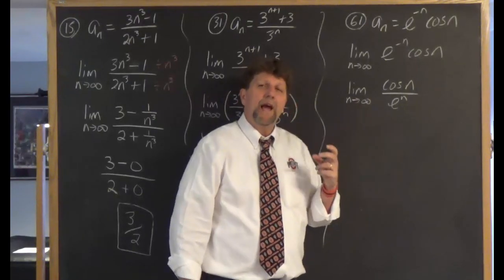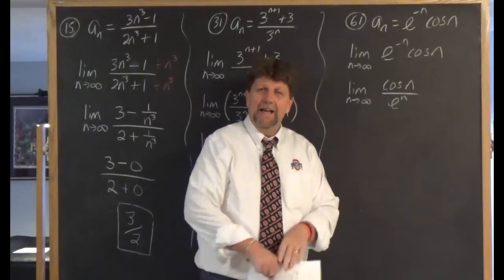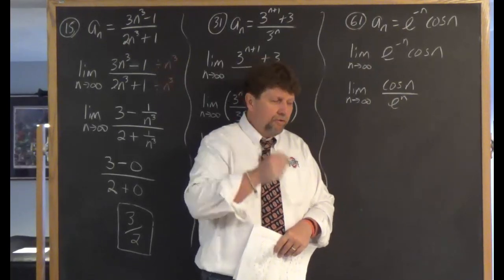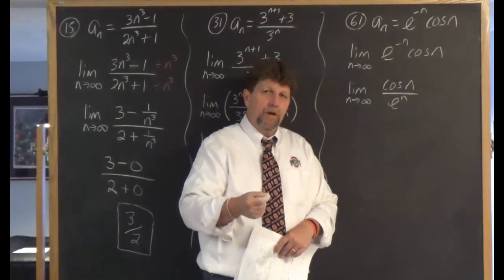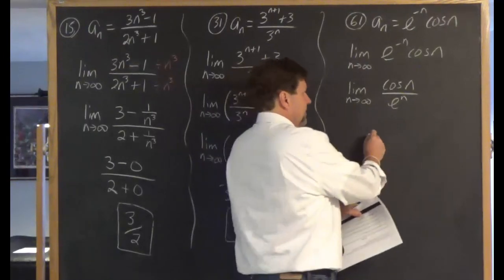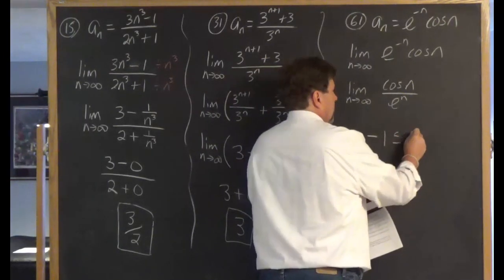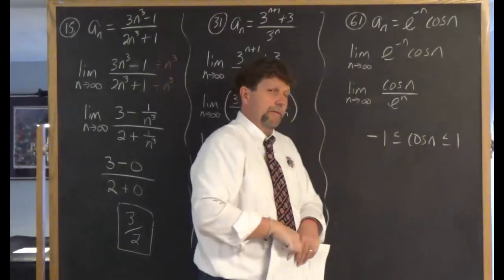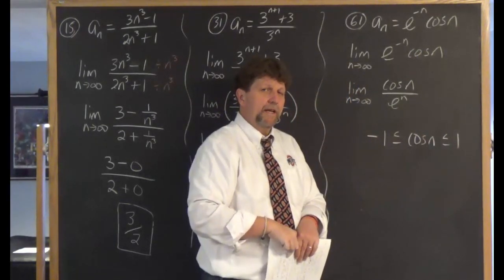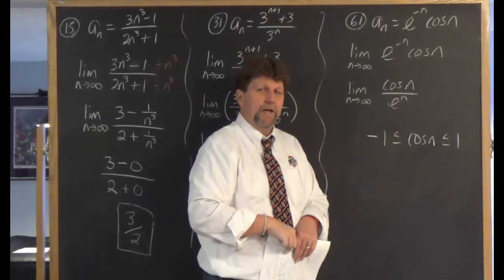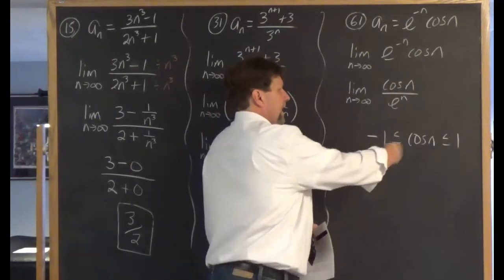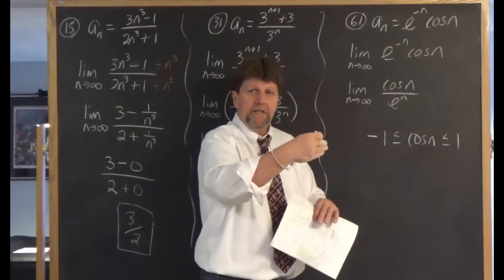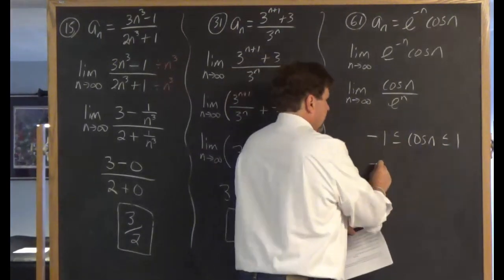I mean, look at what we have here. We have a cosine n. We know cosine n is trapped between negative 1 and 1. Let me write that down. That's what it means. We know cosine n is trapped between negative 1 and 1. Well, I can look at that compound inequality and I can say, hey, I'm going to divide each piece by e to the n.